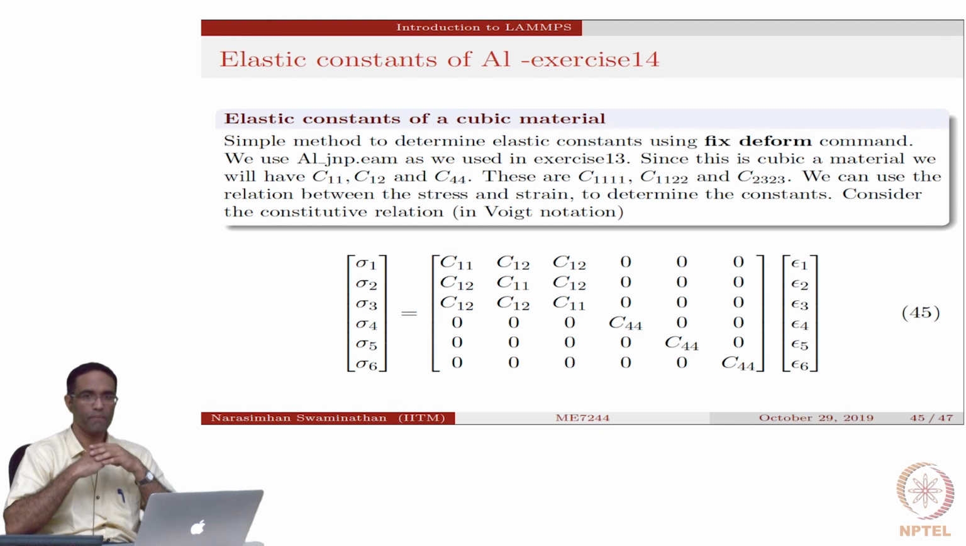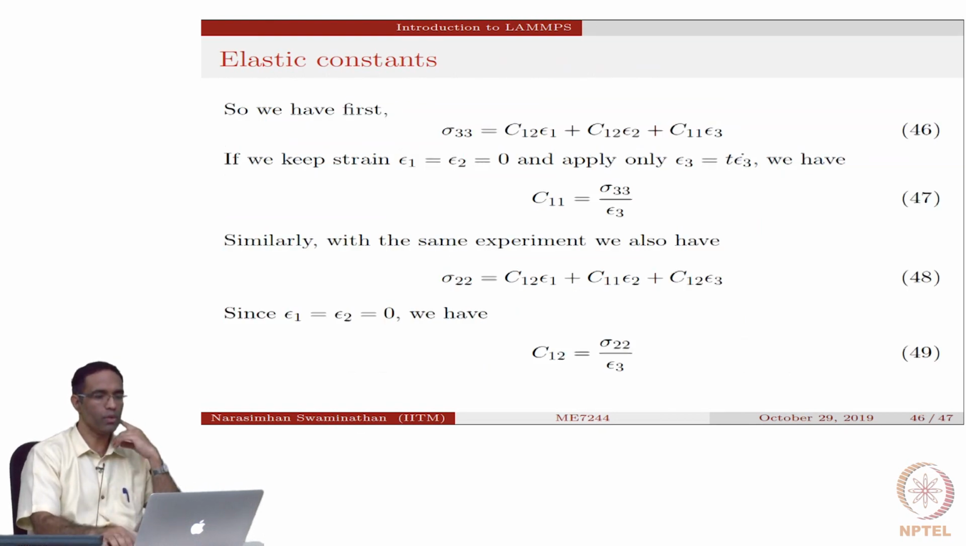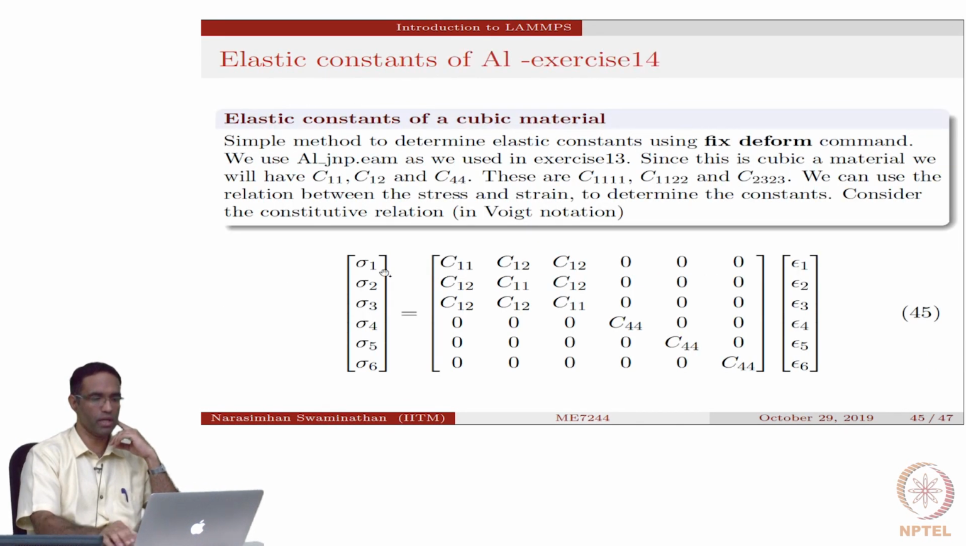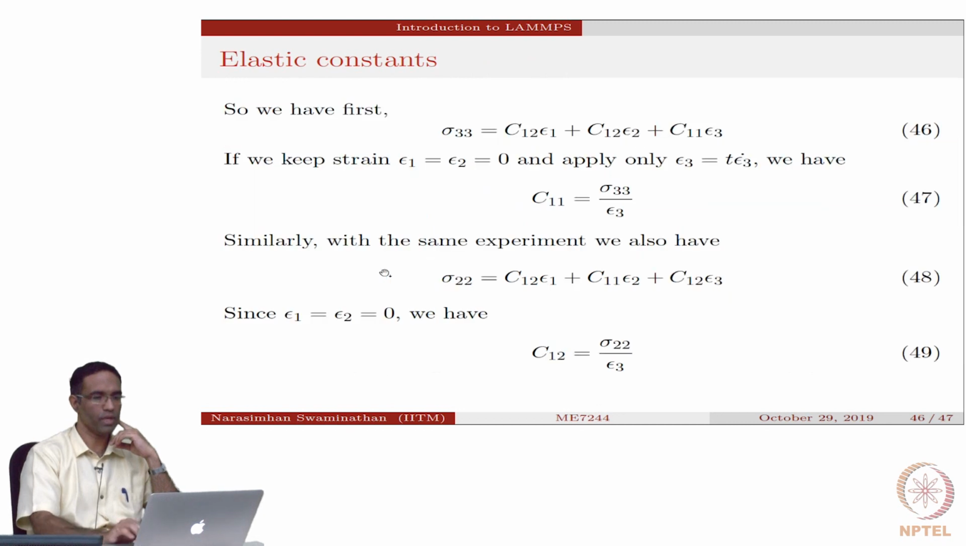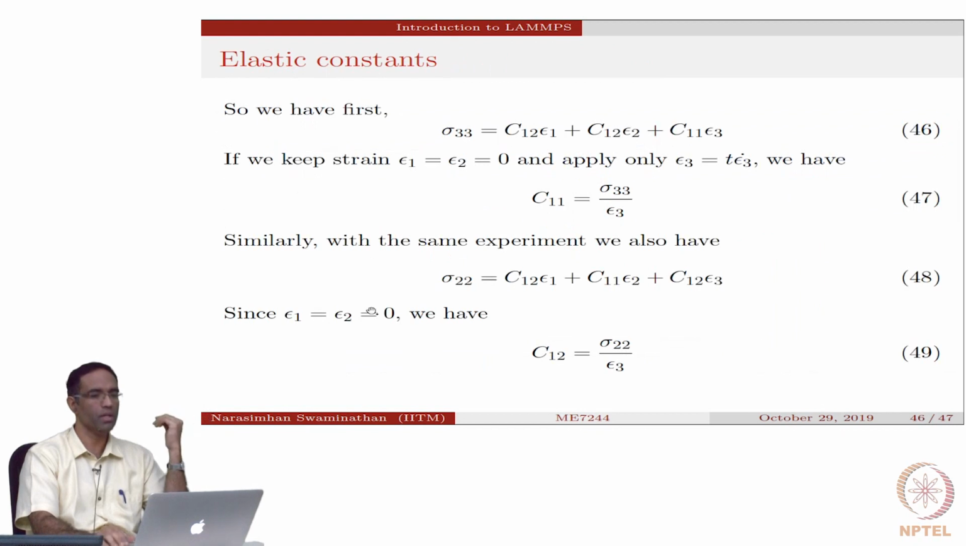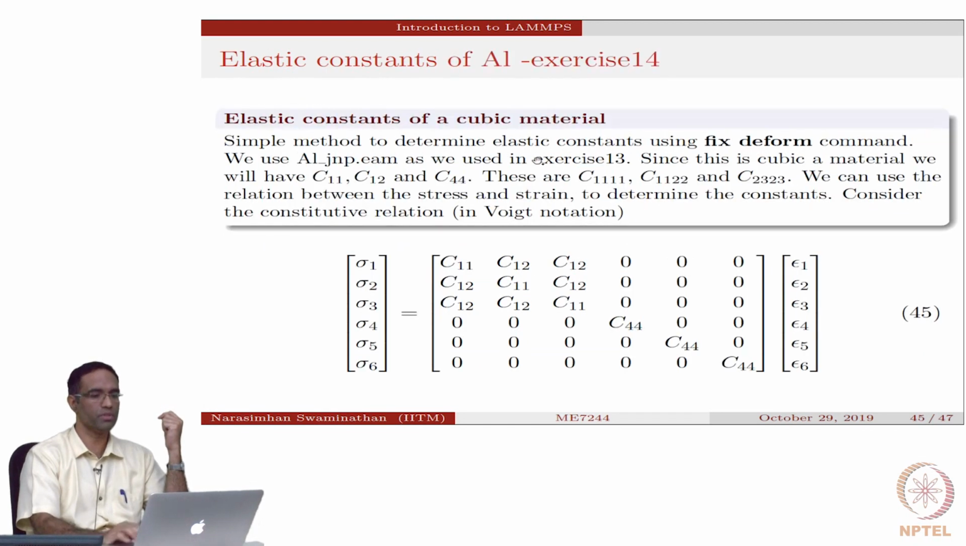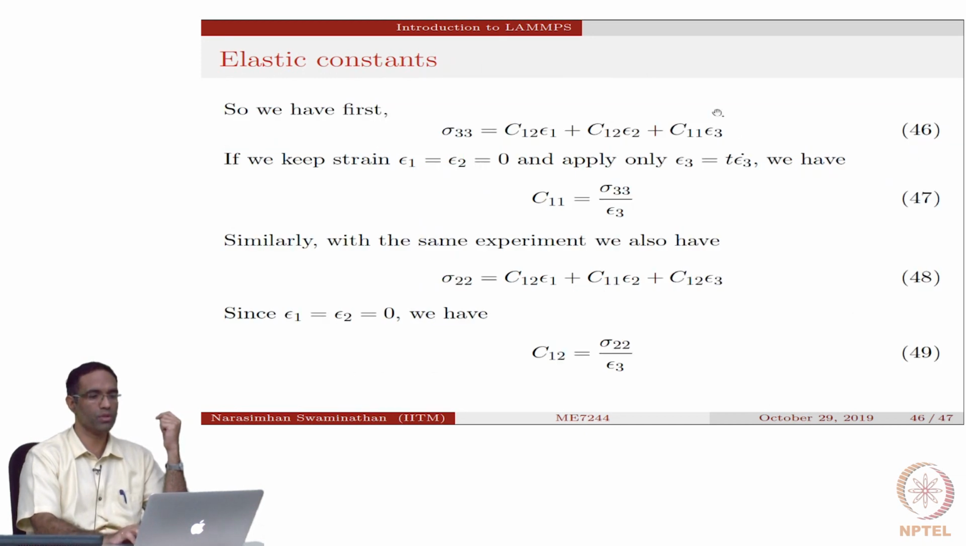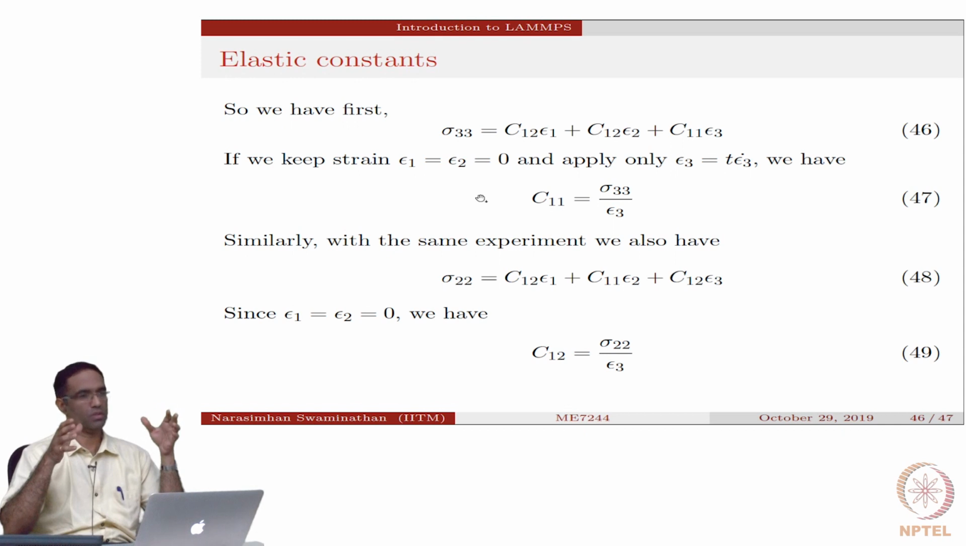If you take a look at the first equation that we can write, for example, sigma 33 is nothing but C12 times epsilon 1, C12 times epsilon 2 and C11 times epsilon 3. Suppose we keep the strains epsilon 1 and epsilon 2 to be 0.